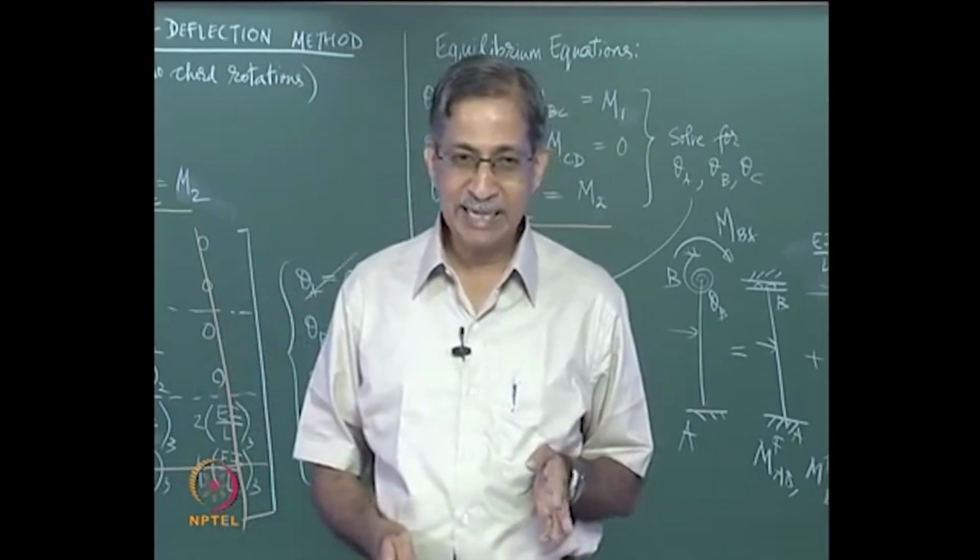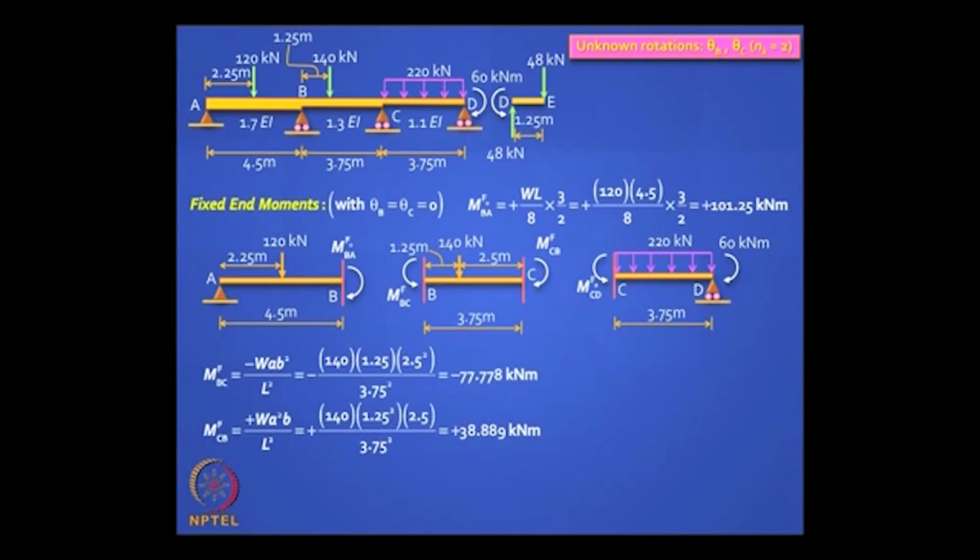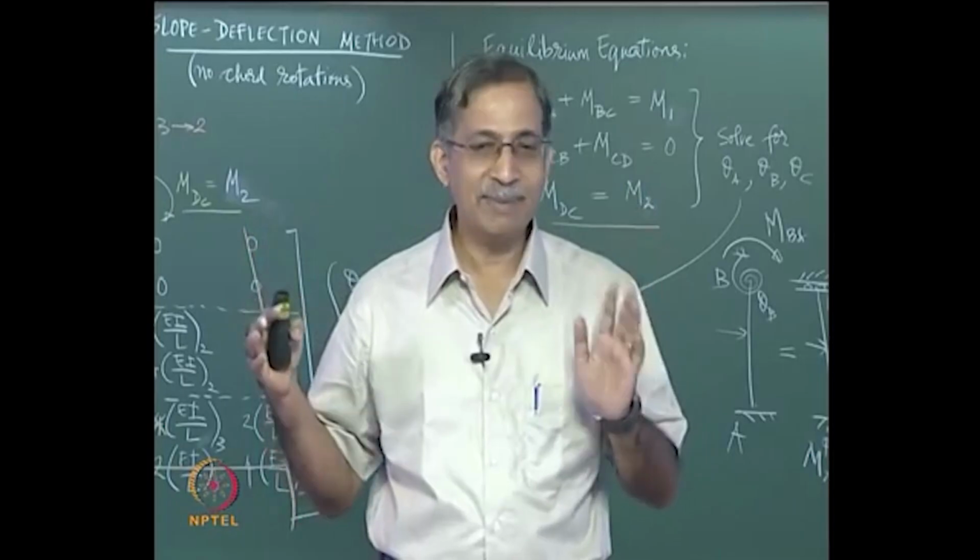Can you find MF BC and MF CB? That is easy, okay. You can use those formulas and get it, W a b squared by L squared and W a squared b by L squared, right. How will you get MF naught CD? So shortcuts you should take only if you know how to get these answers. Due to the 220 kilonewton, how much will it be? Here it is capital W, 220 is the total load. WL by 12 if both were fixed, but you have to multiply by 1 and 3 by 2, so it is minus that.